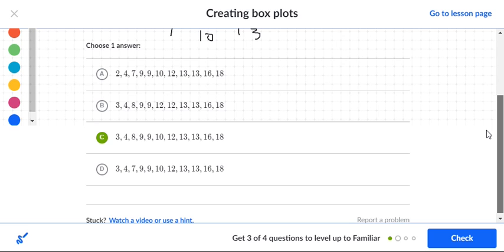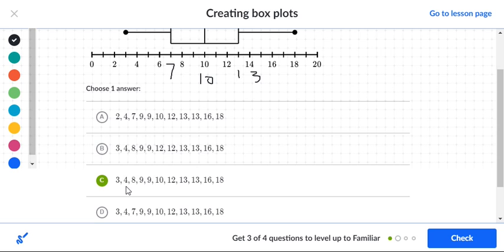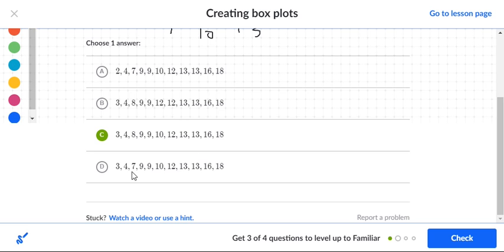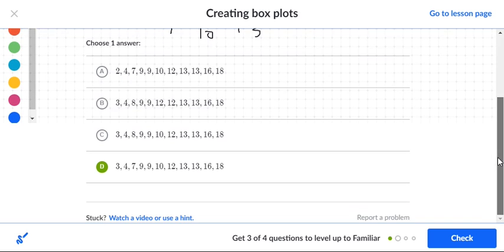Now we want it to be 7 as our quartile 1. Well, 7 is not mentioned here. There's actually an 8, but there is a 13 there. So the only one that does have a 7 is D. So we start with 3, we go to 18, just like the box plot shows. The middle number exactly in the middle is 10, followed by 7 and 13.